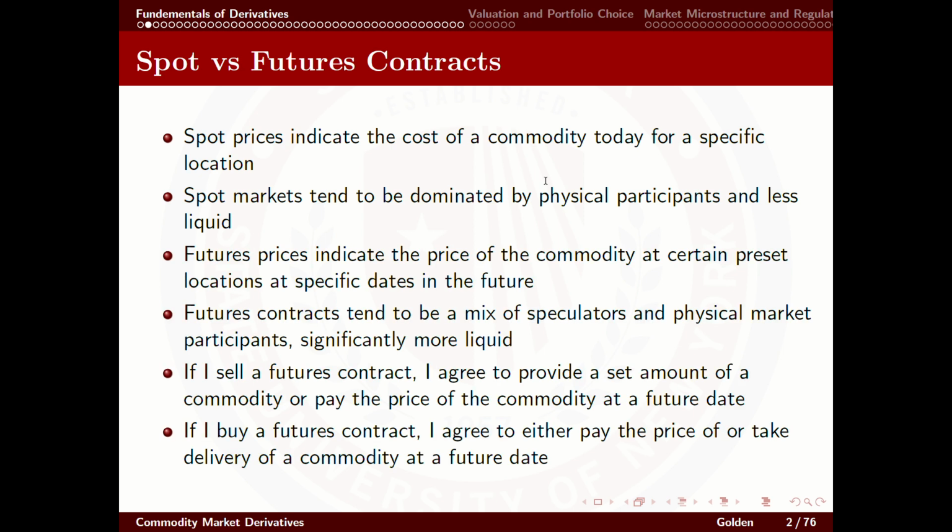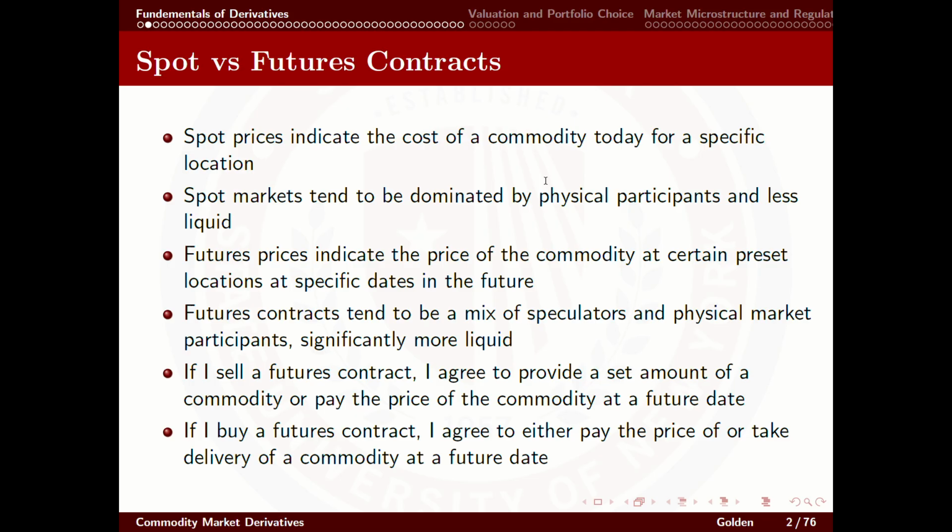Futures prices, however, indicate the price of a commodity at a certain preset location at a specific date in the future. So how much is this commodity worth at this location at some point in the future? Futures contracts tend to be a mix of speculators and physical market participants, so they're significantly more liquid. Physical market participants, there are fewer of them, kind of by design, and speculators are added on there and play a particular role, which we'll talk about in a moment.